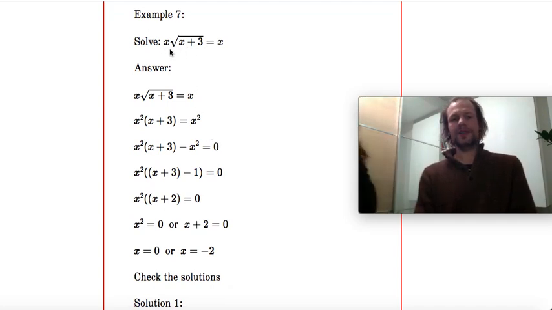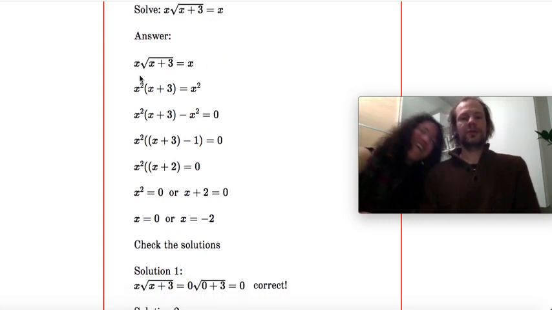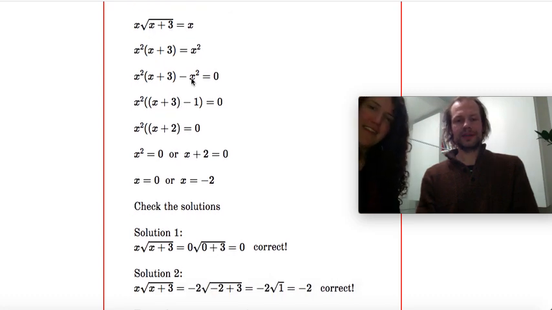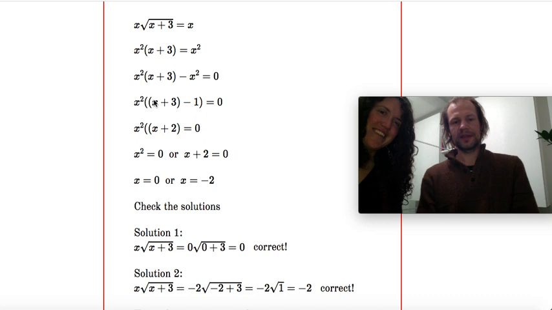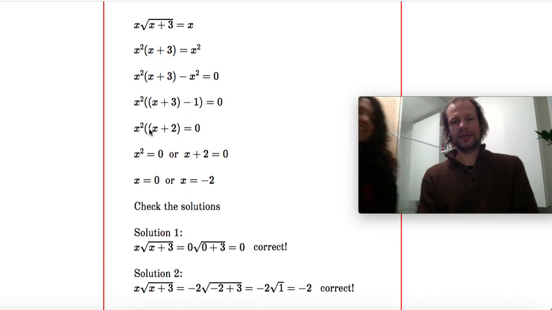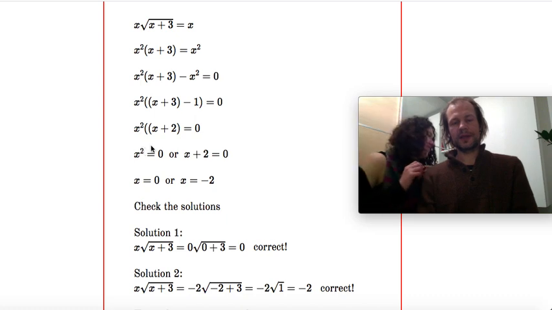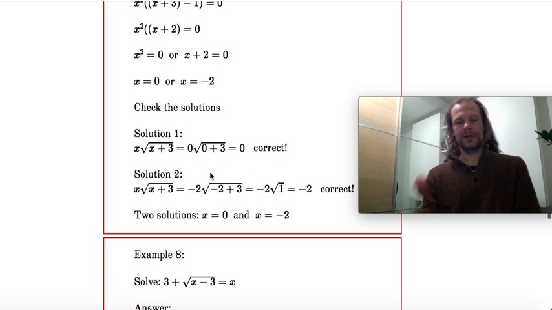Okay, and now x times the square root of x plus 3 is x. We go really quickly. We square everything. X squared is x plus 3, x squared to the other side. X squared is in common, so you move it outside the brackets. X plus 3 minus 1, which is x plus 2. X squared is 0 or x plus 2 is 0. X is 0 or x is minus 2.